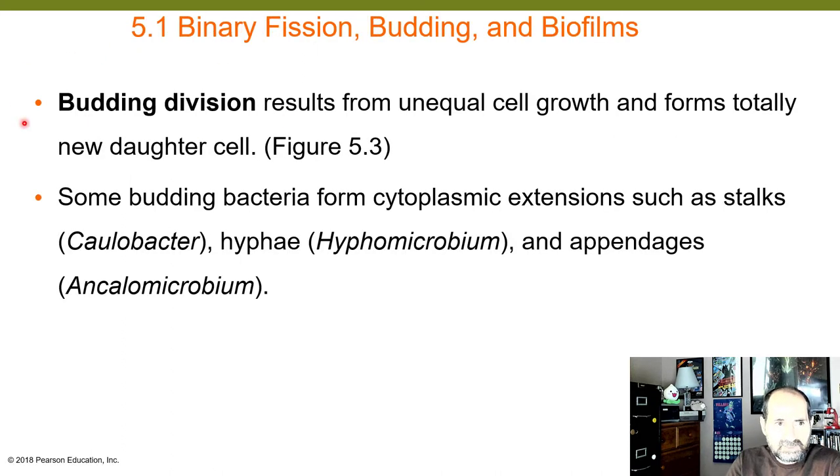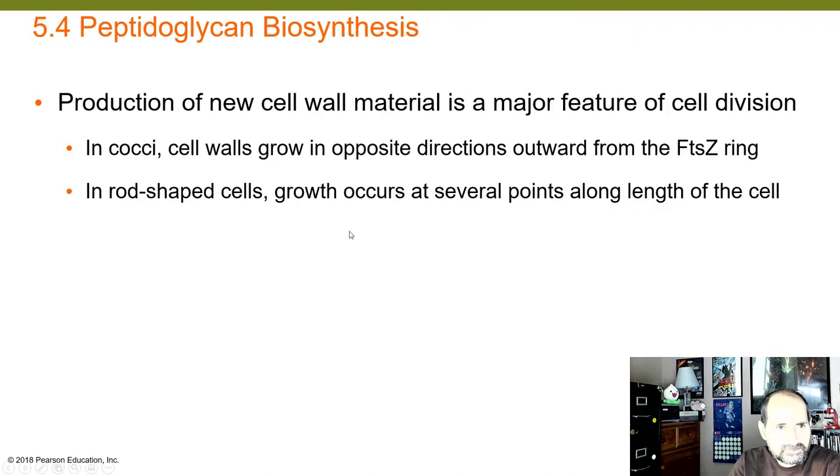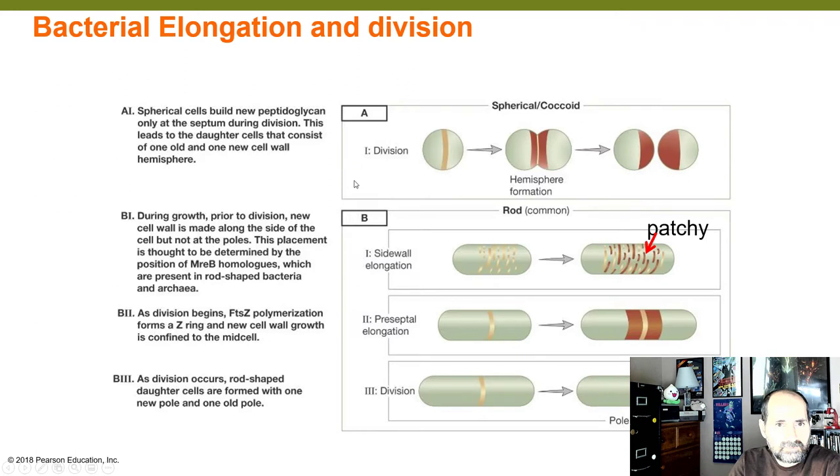Now, budding division is different than binary fission. This is budding division, where you form unequal cell growth and not directly down the center. You will see these in bacteria that form stalks or hyphae and have appendages. Now take a look at this.